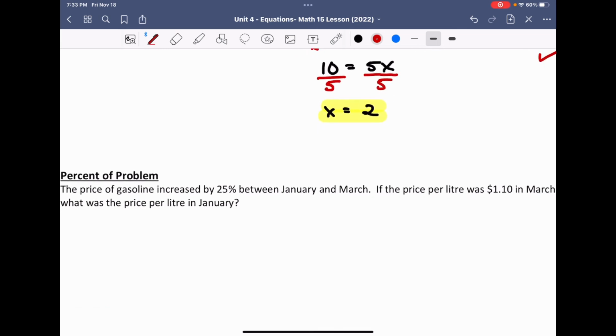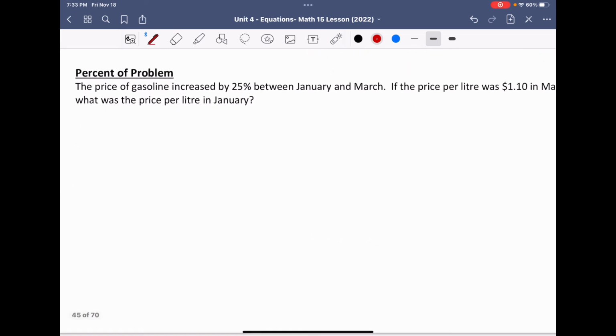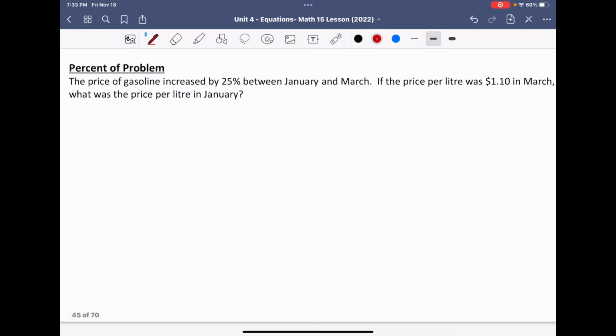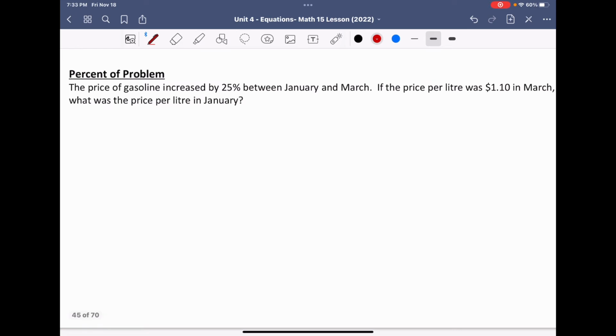Okay, now let's look at a percentage problem here. So they say, let's consider if the price of gasoline has increased by 25% from January to March. If the price per liter was $1.10 in March, what was the price per liter in January? What are they asking for? They're actually saying that if a price increases by 25% between a certain amount of months, and that final cost after the increase was $1.10, then what was the original cost? What was the price per liter?